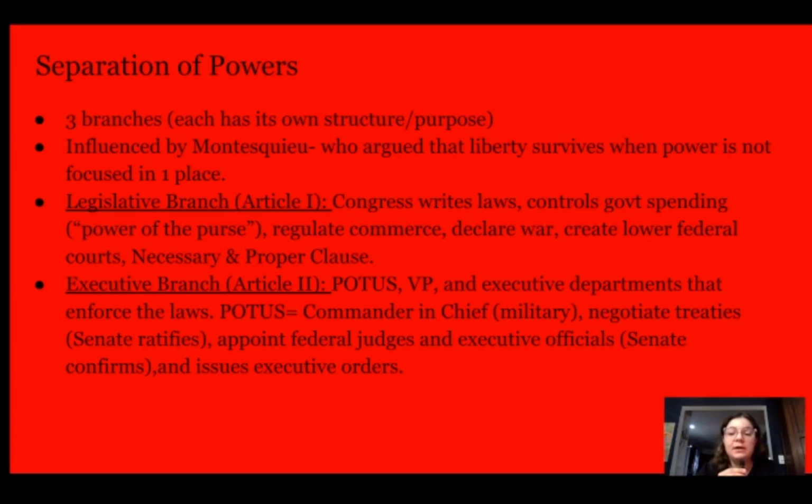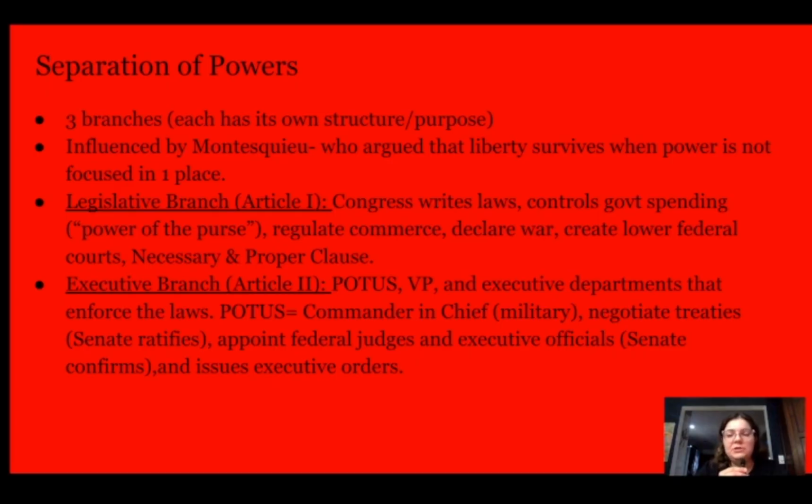The legislative branch, Article 1 of the Constitution, this is all about Congress. They can write laws, they control government spending. This is a phrase that you'll see a lot in the course, power of the purse. Just associate purse, money, spending, legislative branch. They can regulate commerce, trade, declare war, they create the lower federal courts, and the necessary and proper clause. This clause allows Congress to carry out laws needed to do their enumerated powers.